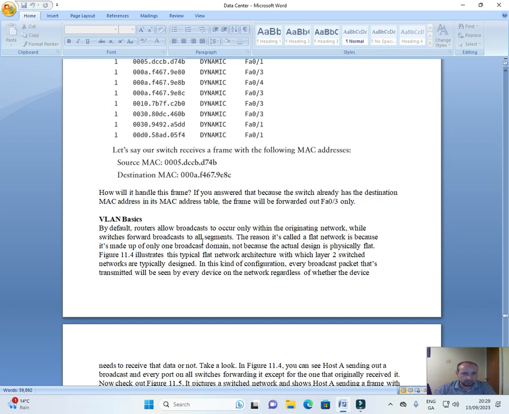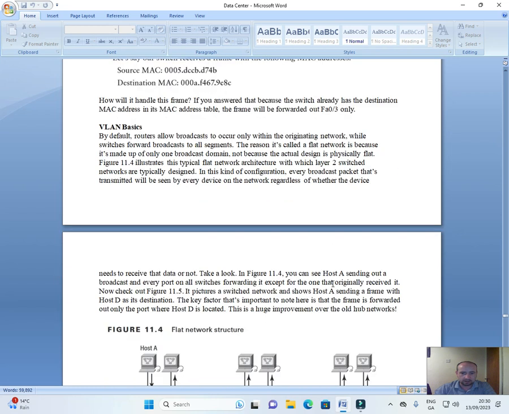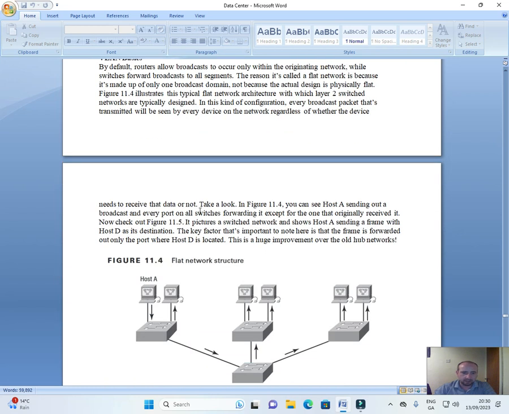VLAN basics. By default, routers allow broadcasts to occur only within the originating network. While switches forward broadcasts to all segments, the reason it's called a flat network is because it's made up of only one broadcast domain, not because the actual design is physically flat. Figure 11.4 illustrates this typical flat network architecture with layer 2 switched networks. In this kind of configuration, every broadcast packet that's transmitted will be seen by every device on the network, regardless of whether the device needs to receive the data or not.